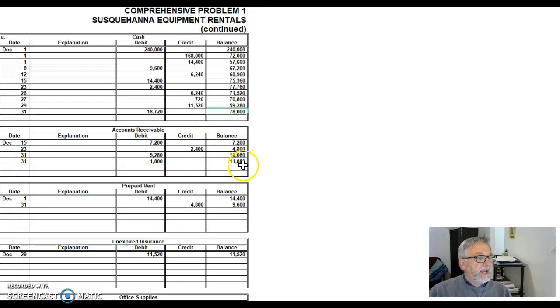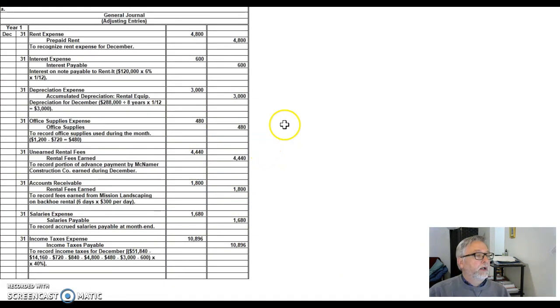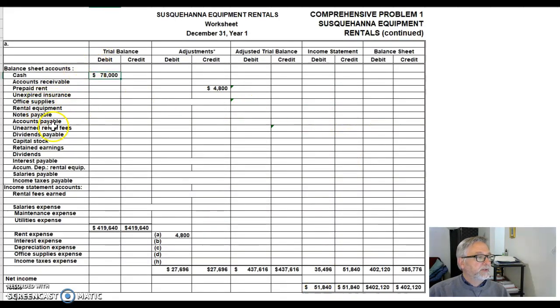Okay, all right. Now notice on the next one though, accounts receivable. Notice that 11,880. Now, one clue, if you remember, that 1,800 is an adjusting entry. So once you get this all completed, you would find in accounts receivable a debit here. Again, these are your adjusting entries. So I'm going to bring this one over. Here's a debit to accounts receivable, and then rental fees earned. So that's going to appear. Where's accounts receivable? Right there. You'll notice that would be right there.